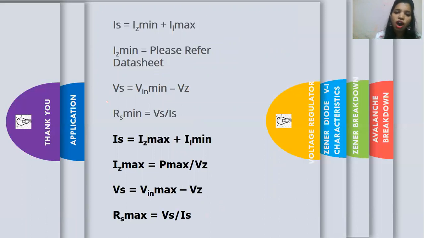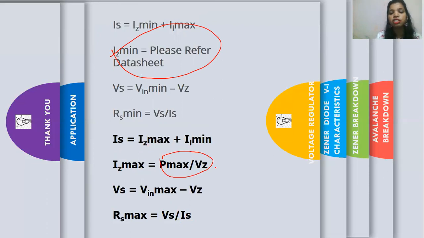The value of R will be VS by IS. For minimum it is VS by IS, where IS is calculated with the minimum value. But for maximum, it is VS by IS, but that IS will be calculated with the maximum value. So remember these two things. The minimum value will be given by the data sheet, but the maximum value will be calculated from the power rating. Maximum current across the diode will be calculated by the maximum power rating of the Zener diode divided by the Zener voltage.